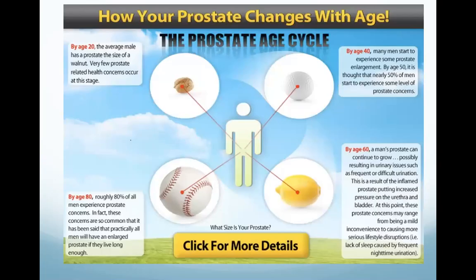Okay, and then last but not least, just a little bit on the prostate and how we age. Again, remember, size-wise, it starts off at about the size of a walnut. And then as you age, you can see here by the time you're 40, it may be the size of a golf ball. And then by the time you're 60, it may be the size of a lemon. And then by the time you're 80, it may be the size of a large baseball.